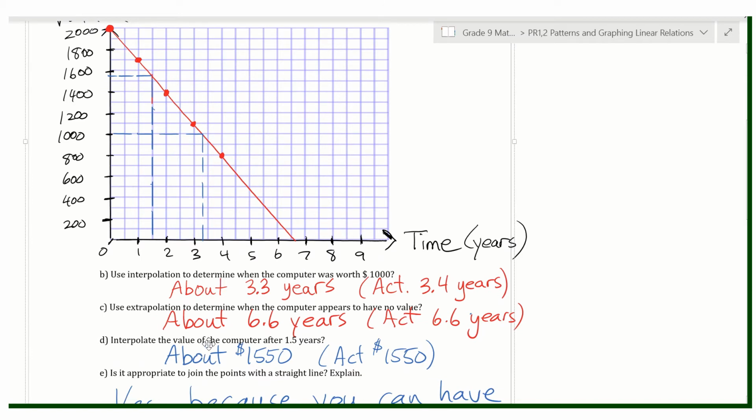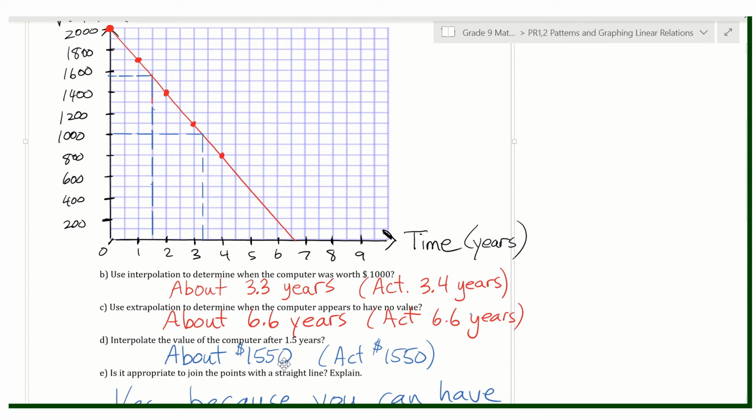Next question, interpolate the value of the computer after 1.5 years. So at 1.5, I find it below, so 1.5 is right there, and I interpolated. I drew a dotted line all the way up to the line that I graphed, and then I went across, and there's my point right there. What value is that? I estimated it to be 1550.